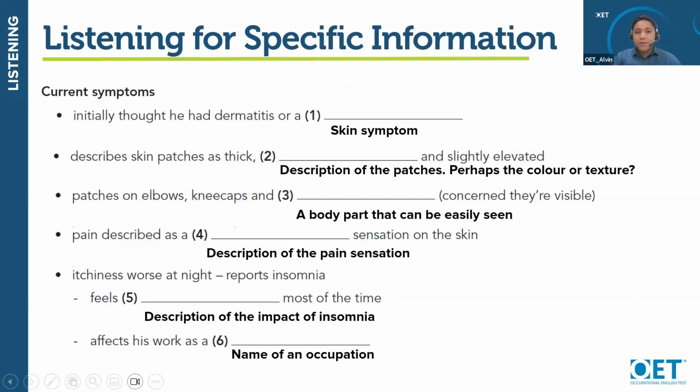You hear a dermatologist talking to a patient called Nigel McNess. For questions 1 to 12, complete the notes with a word or short phrase.